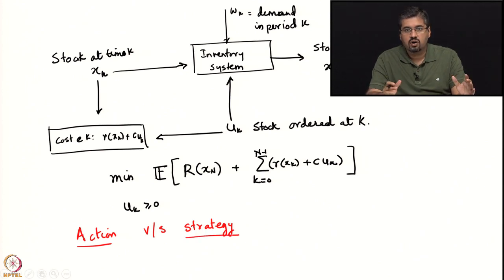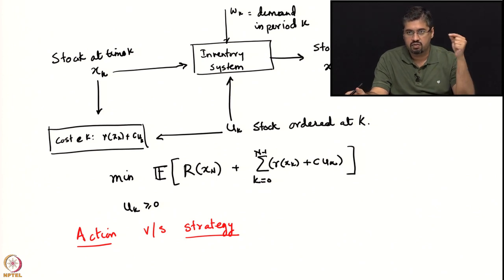The amount of stock that we would order at a particular time instant is the action that we will be taking. It's an actual action, and it's an action because it is directly chosen. So this is what we call the action at time k. The amount of stock that we would order at any time instant is what we call the action at time k.